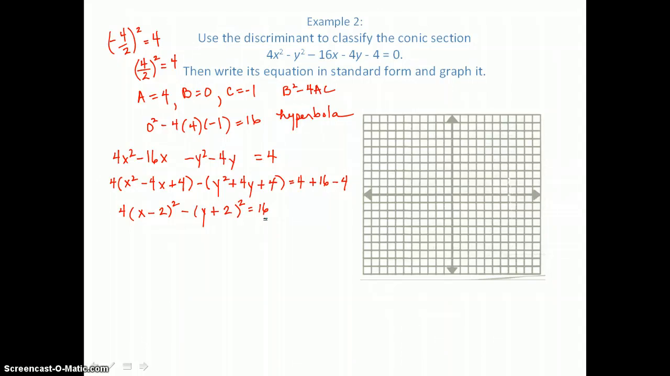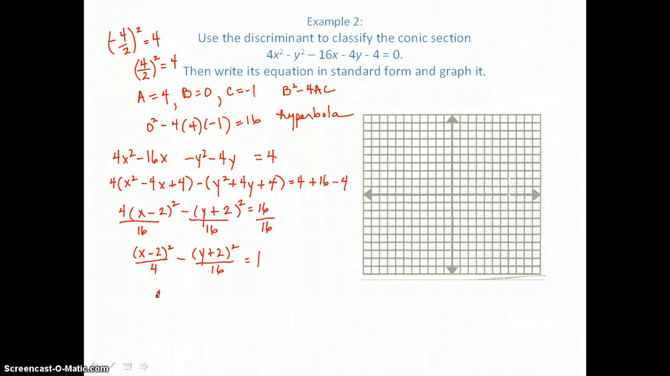And now because a hyperbola has to have 1 on the right hand side, I'm going to divide every term by 16 in this equation. So in that first term, 4 is going to cancel, so I'm going to have x minus 2, the quantity squared, over 4. Nothing cancels in the second term, so I have y plus 2, the quantity squared, over 16. And I have 1 on the right hand side.